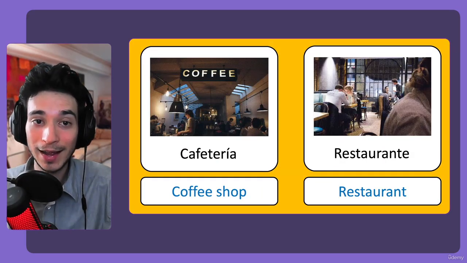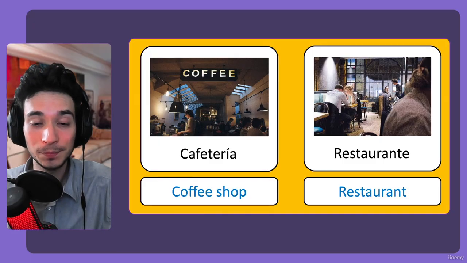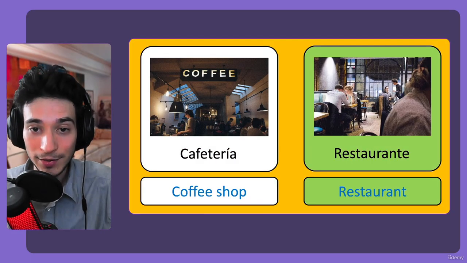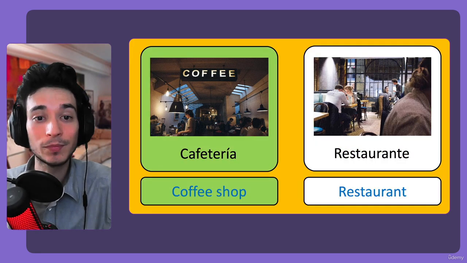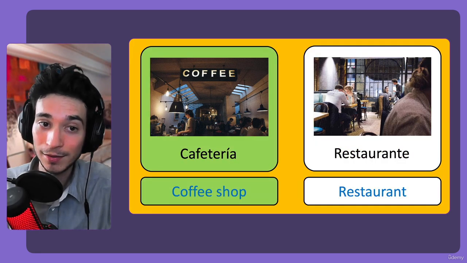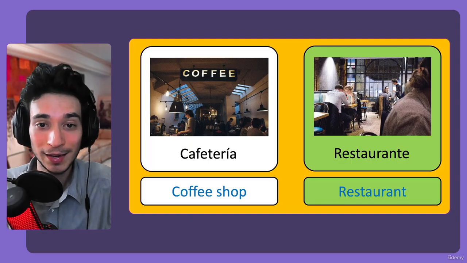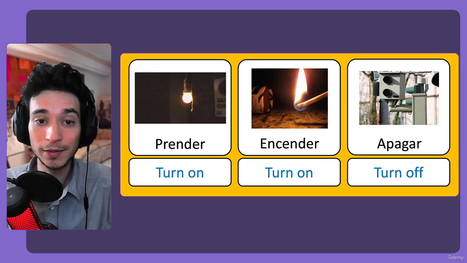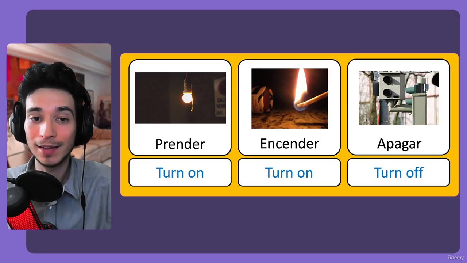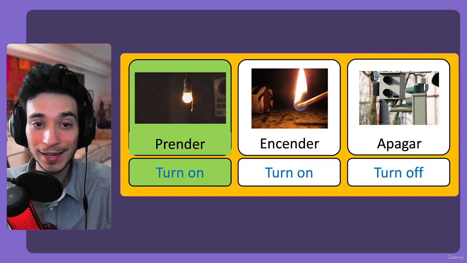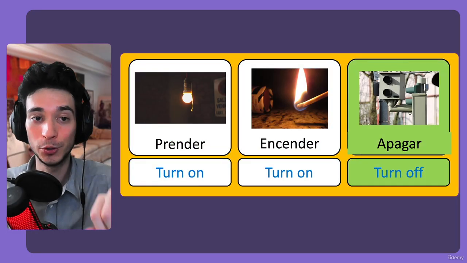And we also have cafeteria, which means coffee shop. Cafeteria. And restaurante, restaurant. So cafeteria, coffee shop. Restaurante, restaurant. And the reason I said that we have open and close, we use them the same way as in English, is that we also have prender, which means turn on, and apagar, which means turn off.